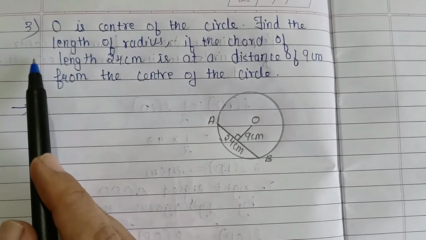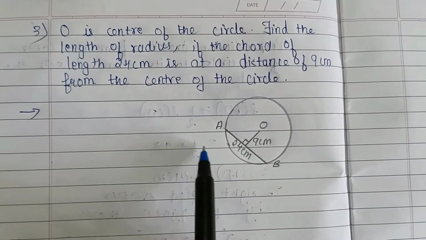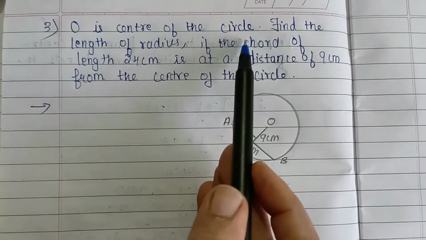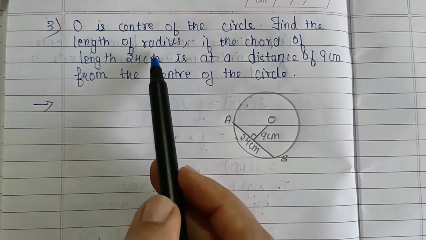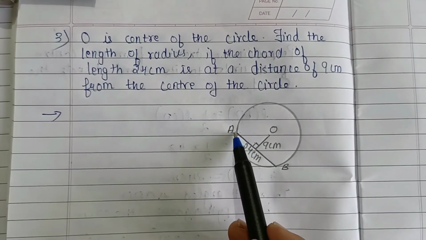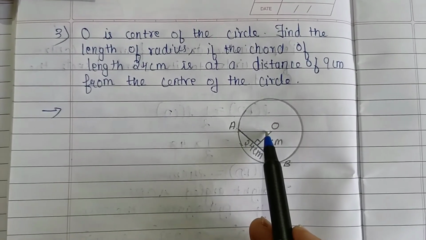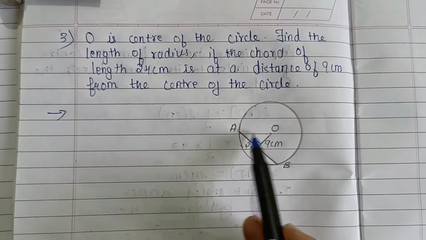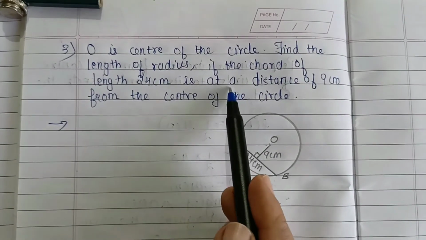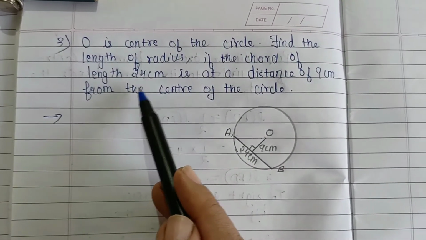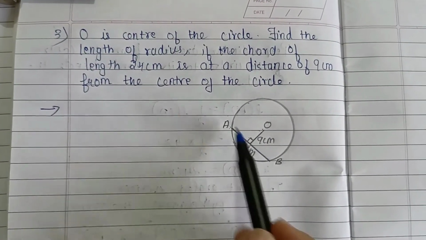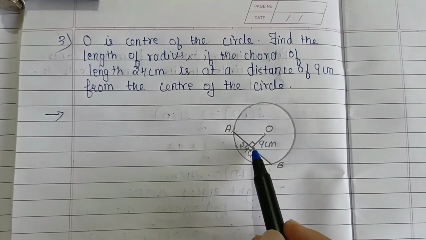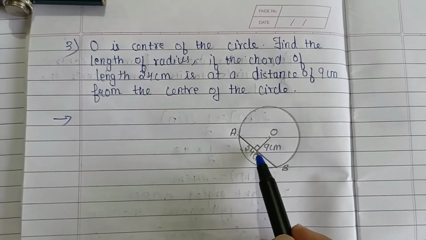So same as first and second, the same concept we are going to use. Here O is the center of the circle. Find the length of radius. That means we can consider any one of this as the radius, either AO or OB. Okay, so this becomes the radius of the circle. And also the given information is that the length of the chord is 24 centimeter and is at a distance of 9 centimeter from the center. That means this distance is 9 centimeter.